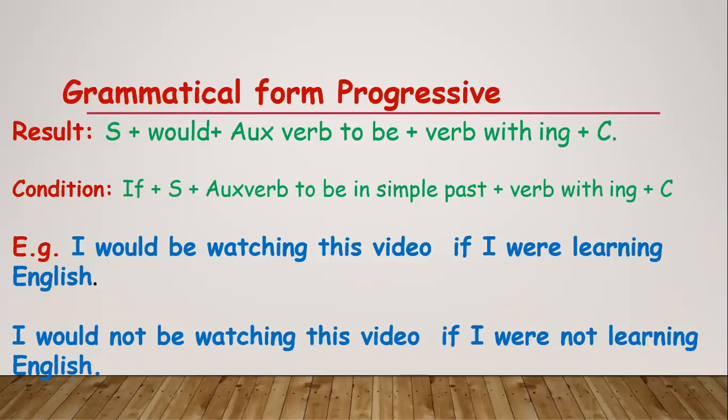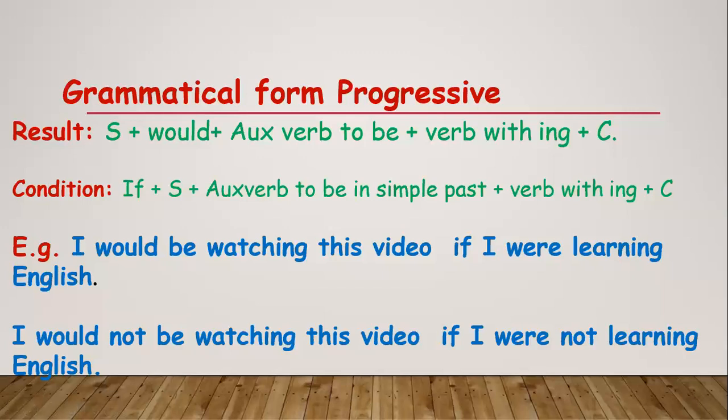Ahora, vamos a la parte negativa, que es prácticamente lo mismo, solamente que agregamos la palabra no. Entre el condicional o el modal verb y el verbo auxiliar, que es el verbo to be, y aquí luego del verbo to be y antes del ing. Entonces dice, I wouldn't be, porque también lo puedo apostrofar, I wouldn't be watching this video if I were not learning English, que es lo opuesto al anterior. Yo no estaría viendo este video si yo no estuviese aprendiendo inglés.